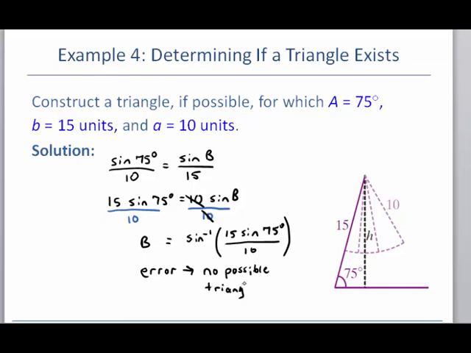And so there's really nothing else for us to do in this case except to say that this doesn't produce a triangle. And you can see that in this picture, that if you have an angle of 75 and one side that's 15, your other side, which is 10, is not long enough to actually come down and meet the triangle at any point. And so it does not produce a triangle.